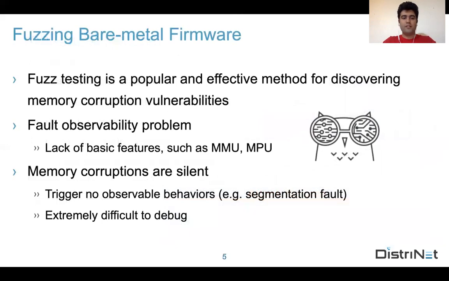Fuzz testing, or fuzzing, is a popular and effective method for discovering memory corruption vulnerabilities. In the fuzzing method, we feed the application or firmware with some random inputs and look for some observable behaviors such as crashes or hangs. But because of the lack of some basic features such as MMU or MPU in these devices, we encounter some memory corruptions that are silent and trigger no observable behaviors, which is actually extremely difficult to debug.